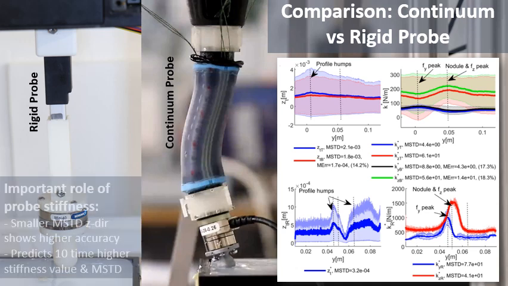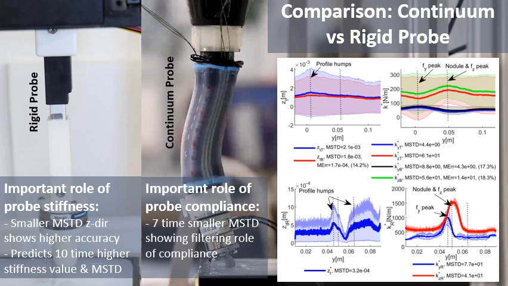For the rigid probe, we can observe the important role of probe stiffness in terms of having a smaller standard deviation in estimating the profile itself. It also predicts 10 times higher stiffness value and standard deviation compared to the continuum probe. For the continuum probe, we can see the important role of probe compliance by observing a 7 times smaller standard deviation in estimating the stiffness value. It shows the filtering role of the compliance there.